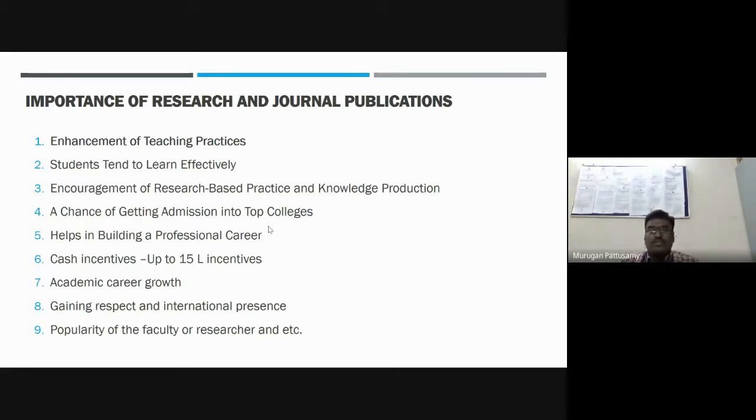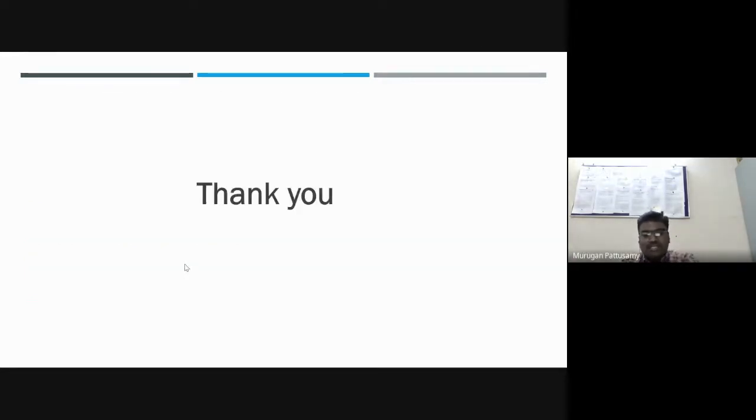So we can question why we should publish and so on. If you want to land into teaching practice, you look for institutions where they encourage teachers to do more teaching work, where they are not encouraging you to publish more research papers. But in general, one way or another, they will also create some pressure in terms of publishing papers. Then gaining respect and international presence, that's what I mentioned a little earlier. Then popularity of the faculty or researchers and so on. So those are the few reasons why we should publish good quality papers in some of the top 10 journals. That's it.